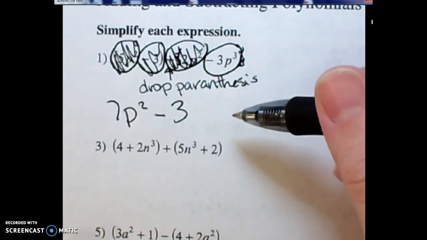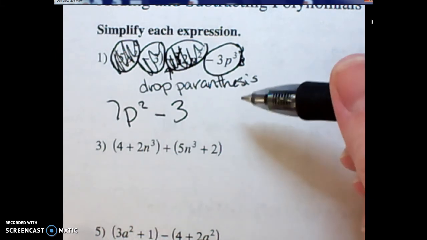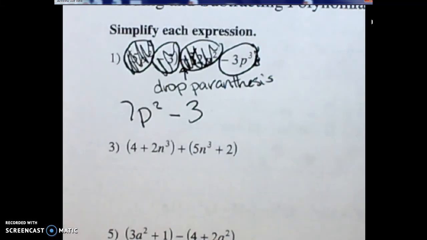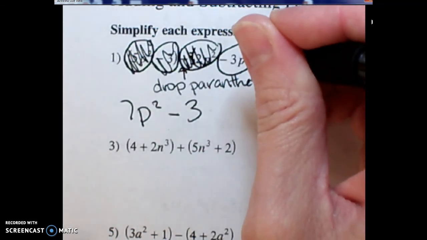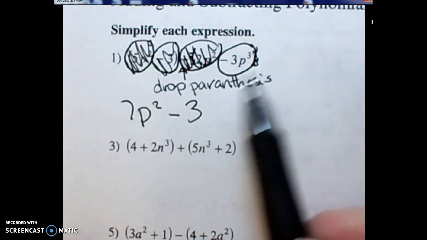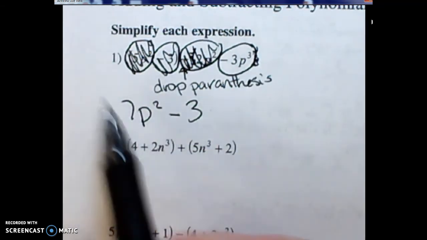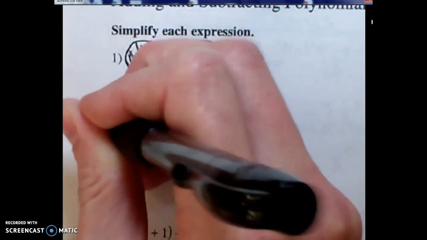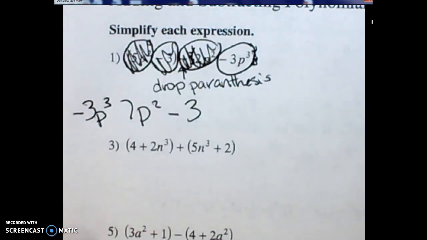However, I will say it's not critical for you guys to do this. I would accept it anyway. But the technically correct way to write this would be to put the biggest exponent in the front. So this has the biggest exponent of 3. It's going to go in front of everything else. So I would have negative 3p to the third power in front.